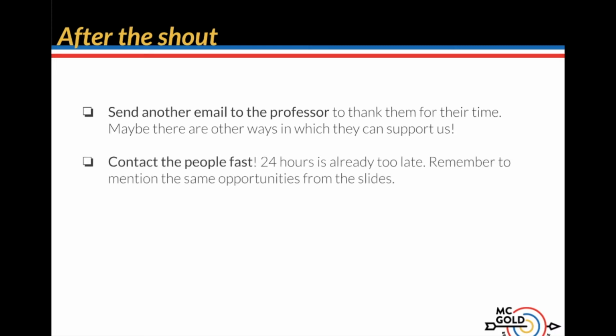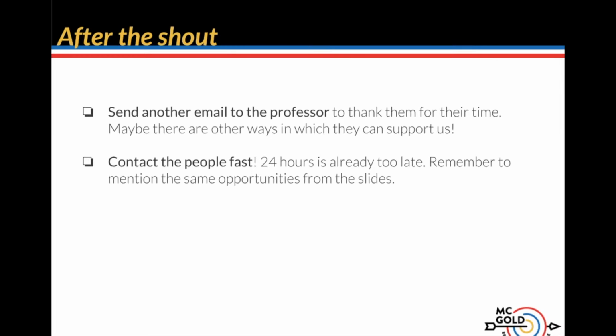Then contact the people fast. As I said, 24 hours is already too late. Try to keep it at less than 24 hours. And remember to mention the same opportunities from the slides. If you make your presentation and you're talking about 3 specific opportunities, then when you contact them and have some opportunities in the email, put those same 3 opportunities.